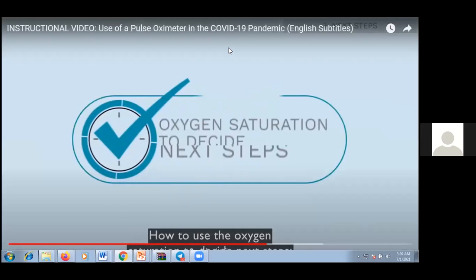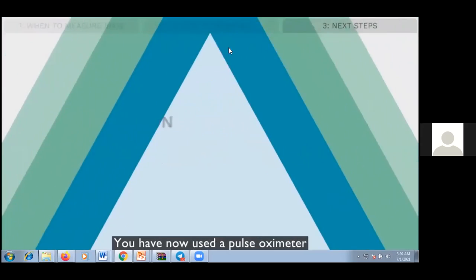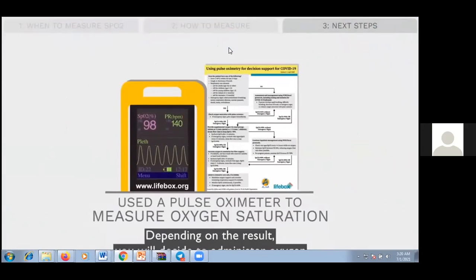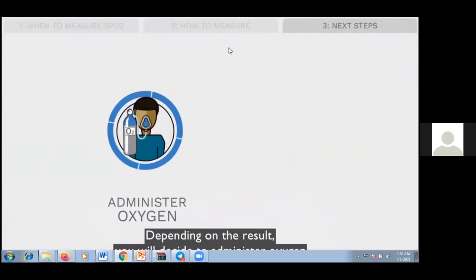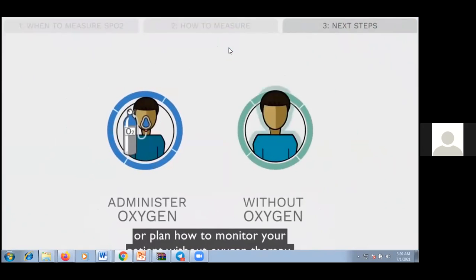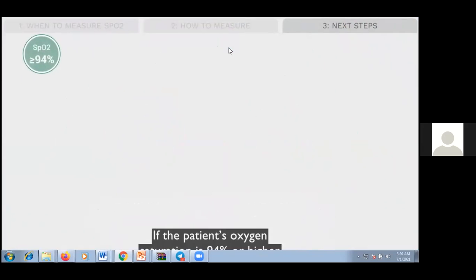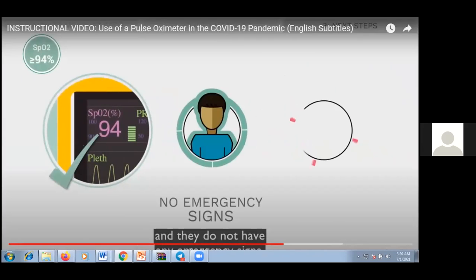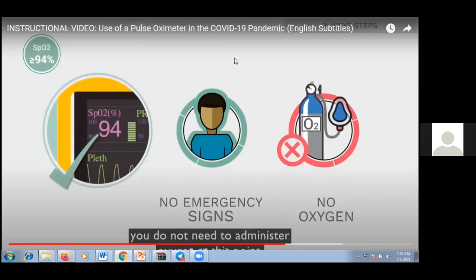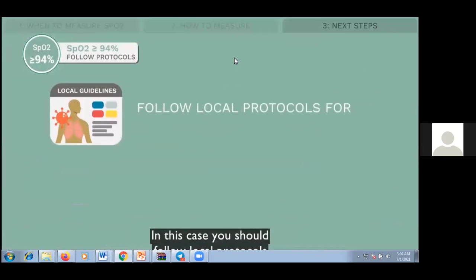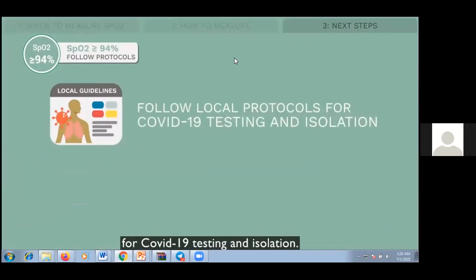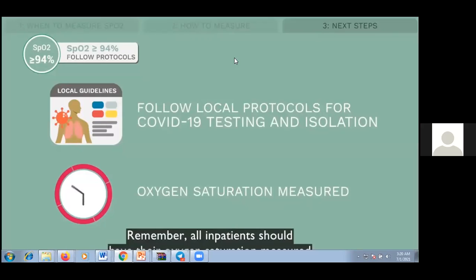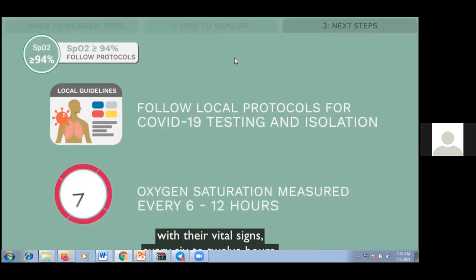How to use the oxygen saturation to decide next steps. You have now used a pulse oximeter to measure the oxygen saturation of your patient. Depending on the result, you will decide to administer oxygen or plan how to monitor your patient without oxygen therapy. If the patient's oxygen saturation is 94% or higher, and they do not have any emergency signs, you do not need to administer oxygen at this point. In this case, you should follow local protocols for COVID-19 testing and isolation. Remember, all inpatients should have their oxygen saturation measured with their vital signs every 6 to 12 hours.